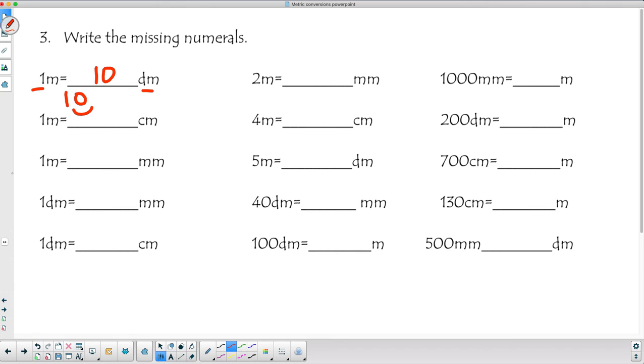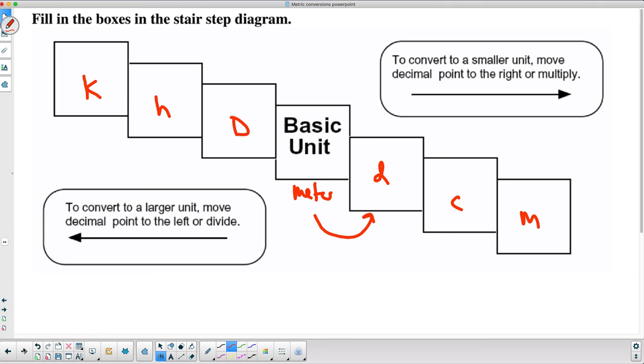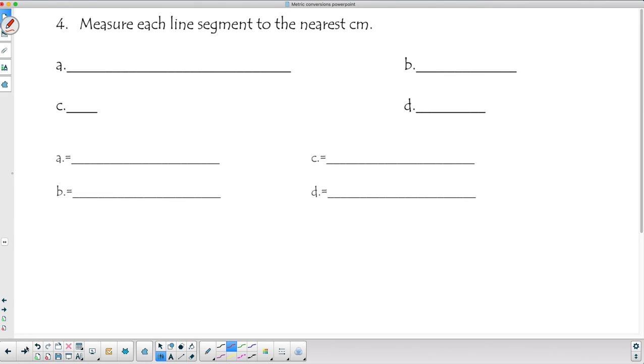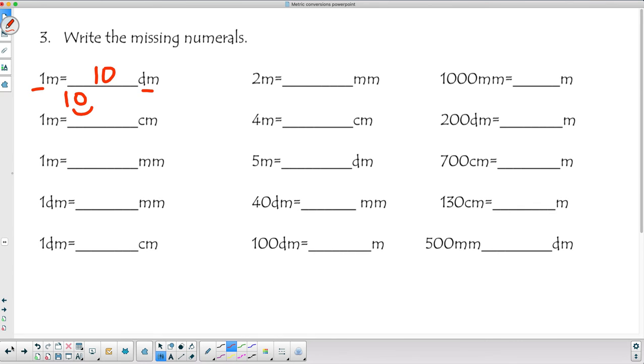So 10 decimeters. 2 meters is how many millimeters? So I start off again at meters, and if I'm going to milli, I'm going from meters to millimeters. I go 1, 2, 3 places to the right. Which means 2, and then 1, 2, 3 places to the right, 0, 0, 0. I put the zeros in. All right, I'd like you guys to try these, jumping back and forth, just how I've done it.